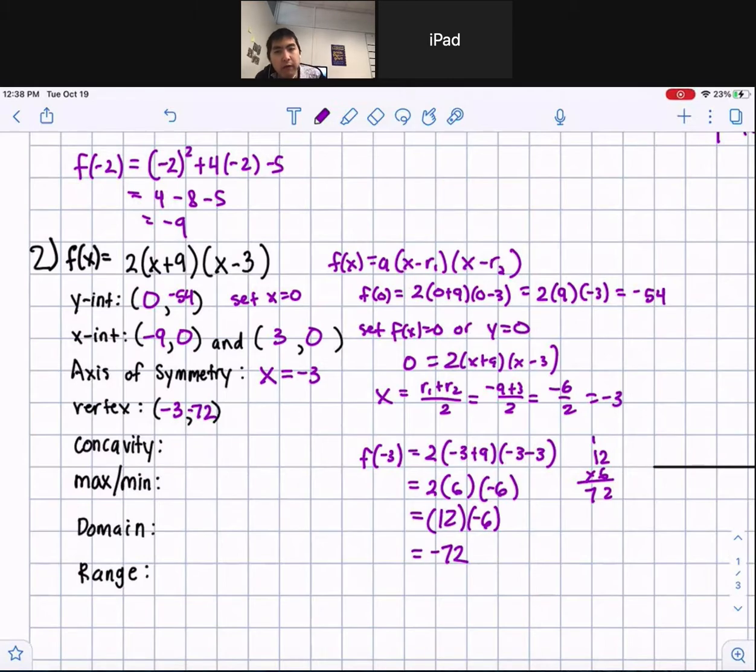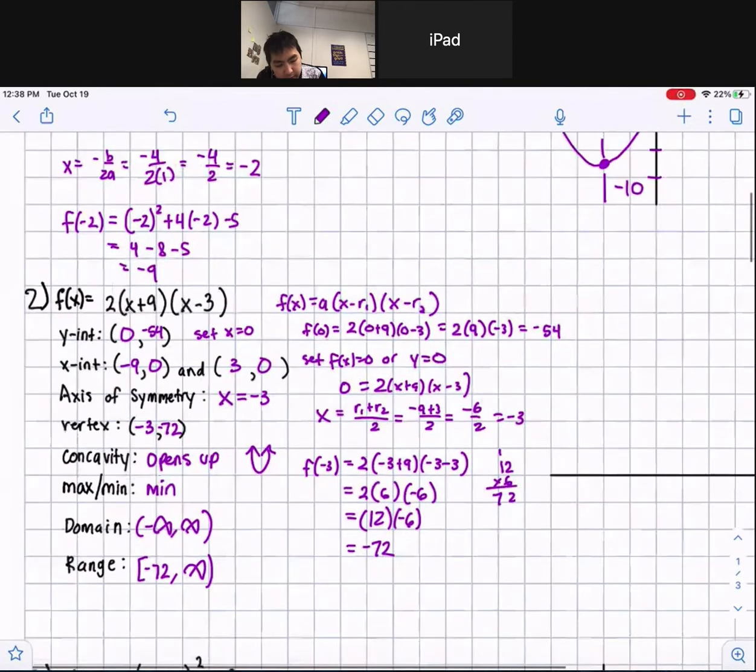Now, without even graphing, you could find your concavity and stuff, right? A value is +2. So this opens up because your A value is positive. Max or minimum: because it opens up, that will give you a minimum. Domain for all quadratic functions is -infinity to infinity. Your range: if you know it opens up, how low to how high, right? How low it is, well, look at the y-coordinate of your vertex. It's -72. -72 to how high? Positive infinity.